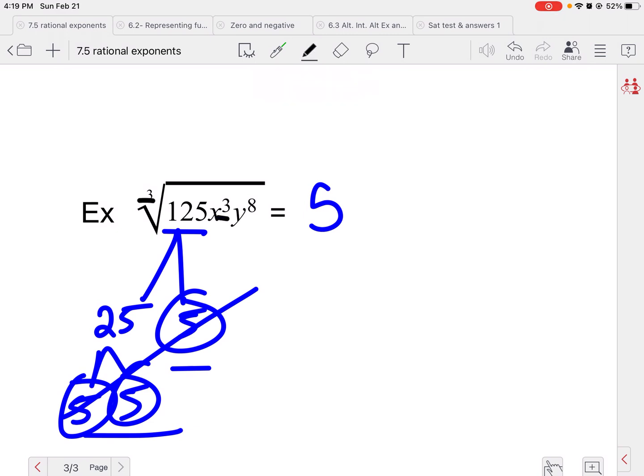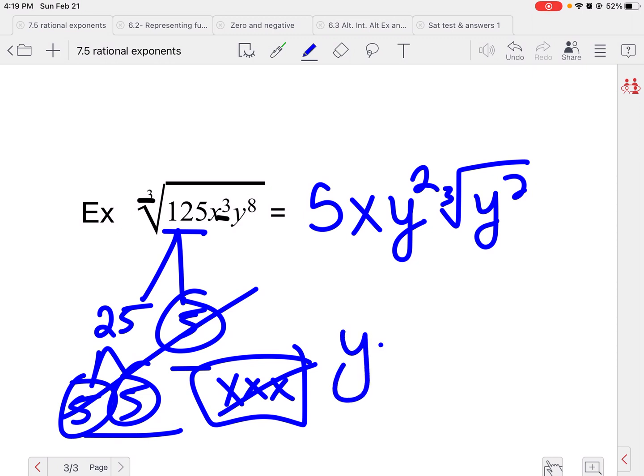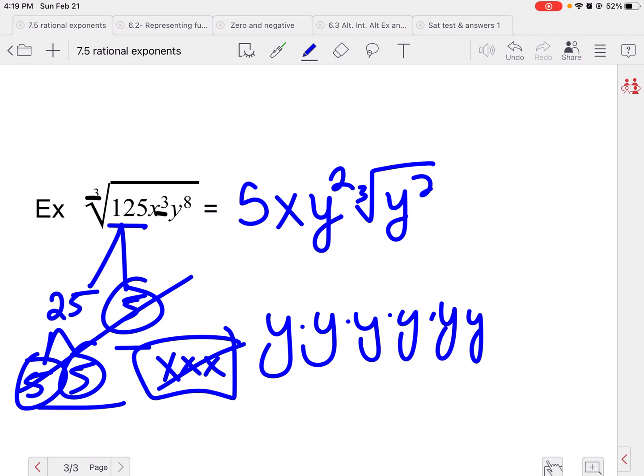Well, I know that 3 goes into 3 one time, so I'm going to have 1 x coming out. Okay? Again, I could have written x times x times x. I'm like, okay, there's 3 of them, pull one out. y to the 8th. Well, 3 goes into y to the 8th 2 times, so I'm going to have y to the 2nd with 2 left over. And this will have my little 3 here. I also could have written out 1, 2, 3, 4, 5, 6, 7, 8.